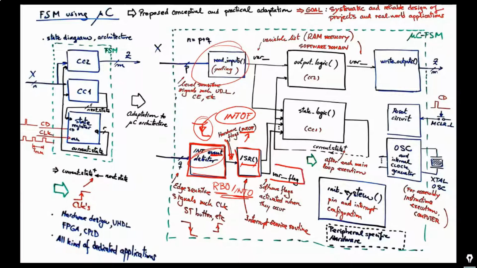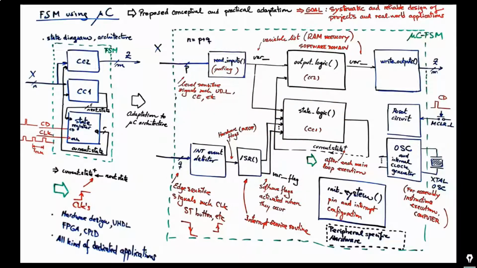So here is where you are in some way setting a variable flag. So if this flag is set, you can move the state logic and the output logic the way you want. Okay, so this is the adaptation that we will use once and again and many times in most of the applications where we need to be sensitive to some edges.